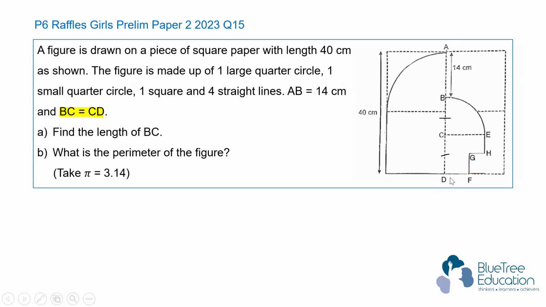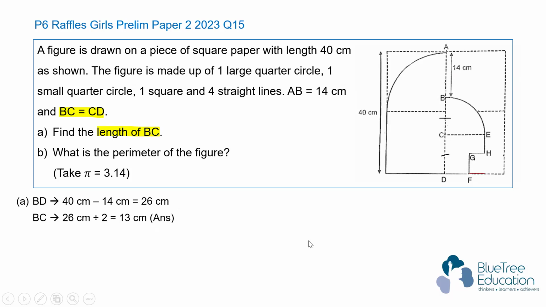So what can we do from here? Well, the first thing we can do is to remove the part of AD that we know, which is AB. So if we remove away AB, we are left with BD, which is 26 cm. And BD is actually made up of BC and CD. As we have labeled earlier, they are the same. Hence, what we need to do is just to take BD divided by 2, and we'll get the answer 13 cm for the length of BC. Pretty straightforward for part A, isn't it?